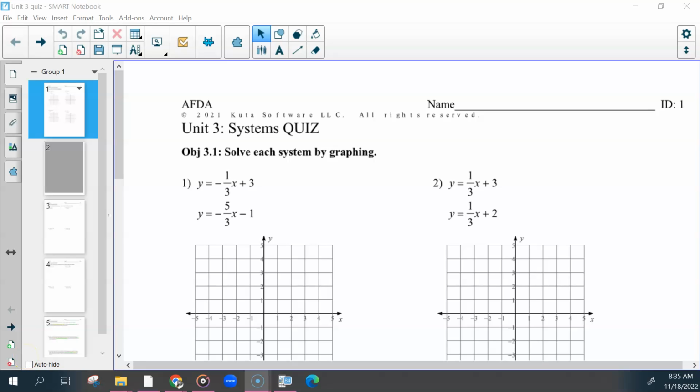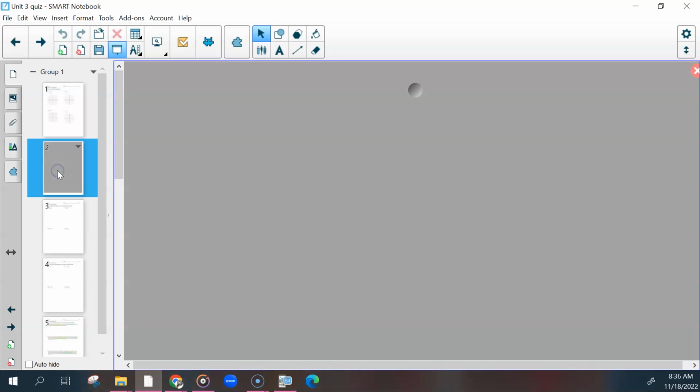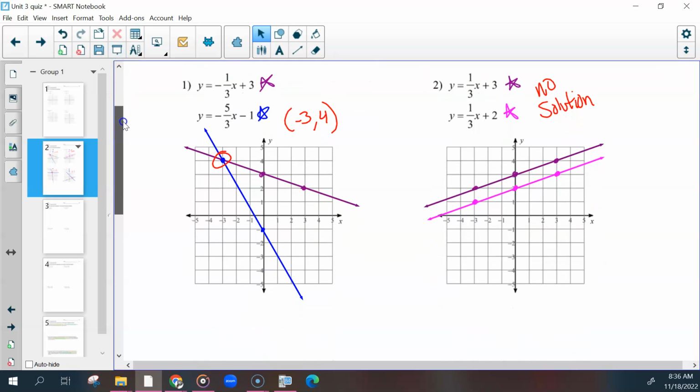All right, so for the graphs, I'm going to put them up. You match yours. If you have questions, we'll talk about that. So starting with the first two. Each graph was worth 3 points: one for graphing each line correctly and one for the correct solution.